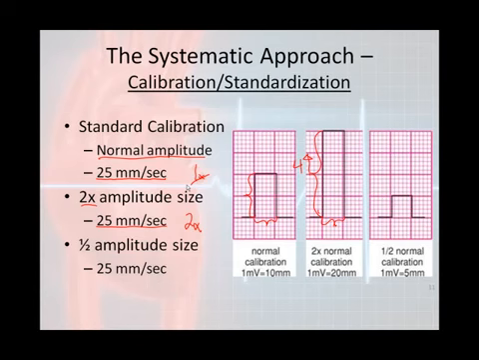The marker now changes from 2 big boxes tall to only 1 big box tall. Since the print speed wasn't changed, the marker is still 1 big box wide. So if you look at the last one over here, this right here indicates that you're still printing at 25 millimeters per second, but since you're actually only 1 big box tall, then that means that you're printing at 1/2 times the amplitude. So you're actually at 1/2 x.